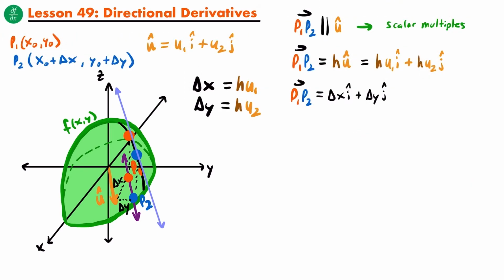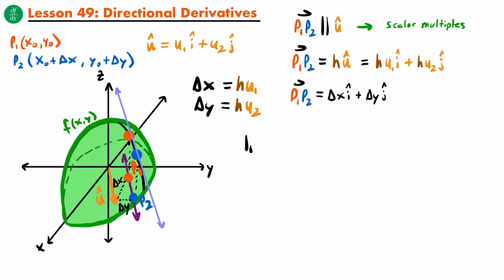Remember that just a little bit ago, we were talking about how as point P2 gets closer to point P1, this secant line between those two points would become the tangent line at this point, which would have the slope in the direction of u. That would be our directional derivative. And so what we're describing there is essentially the limit definition of that directional derivative.